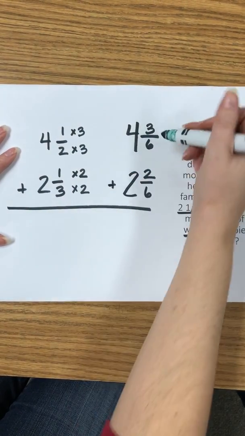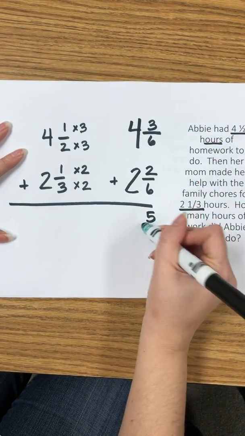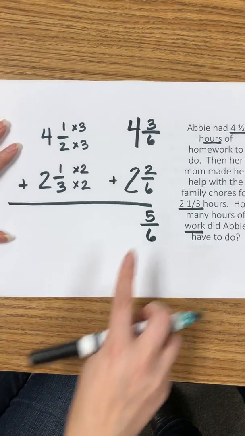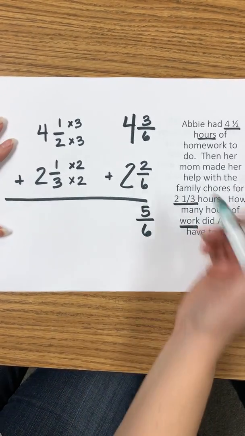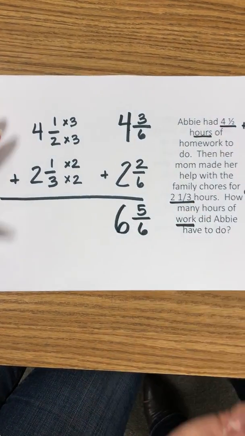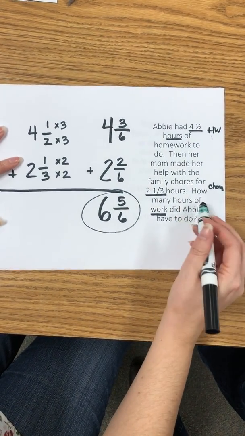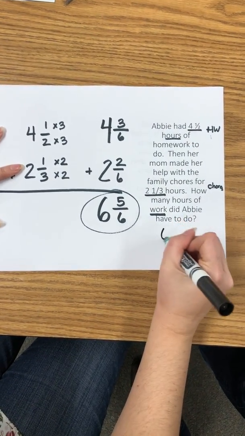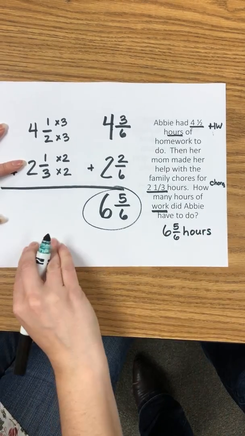Now I'm going to add together. I'm going to start with my fractions over here, and I get 3/6 plus 2/6 is 5/6, which I'm happy about because it is a proper fraction. I don't have to change that to a mixed number and do some more adding. And I've got 4 and 2, which gets me 6. So this answer is complete. How many hours of work did Abby have to do? It was 6 5/6 hours in all. Okay, let's look at another problem.